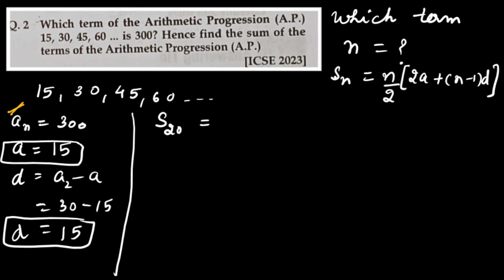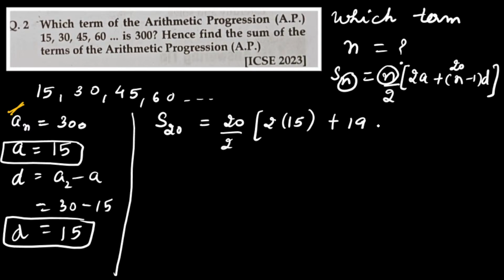In this formula, n's value is 20. So wherever n is there, write 20 over there. So 20 by 2, 2a, a's value is 15, so 2 into 15 plus n minus 1, means 20 minus 1 is 19, into d. d is also 15. Here we can do cancellation. So this is 10. 2 into 15 is 30.